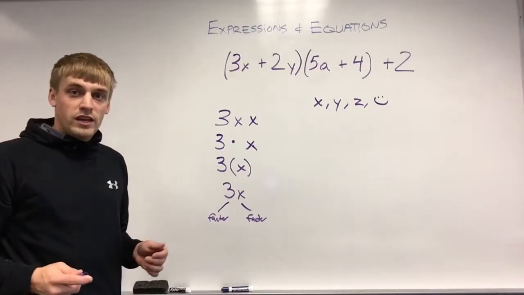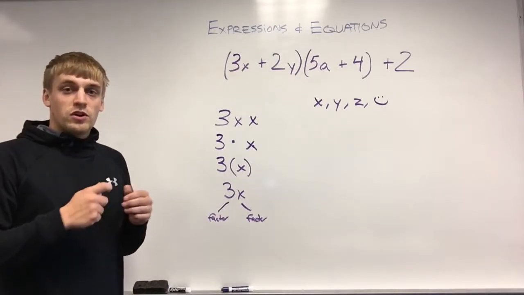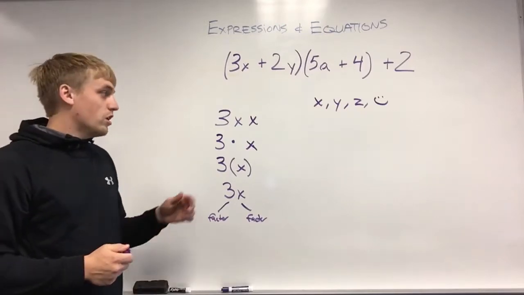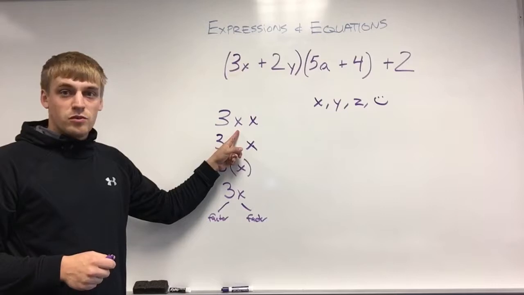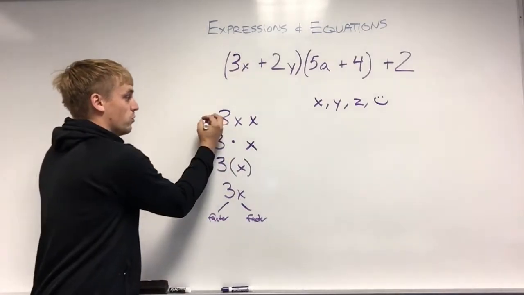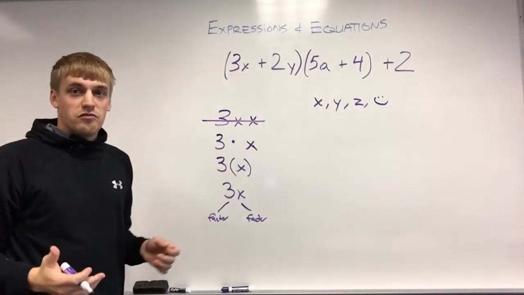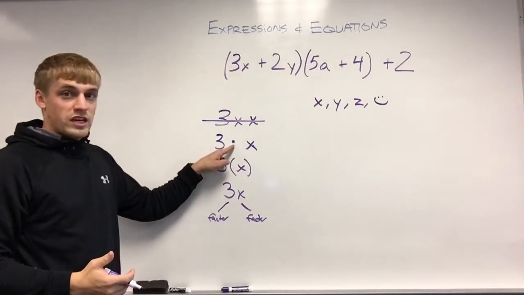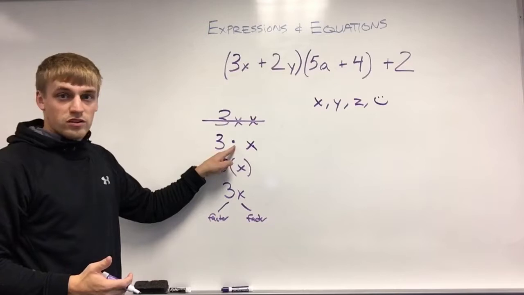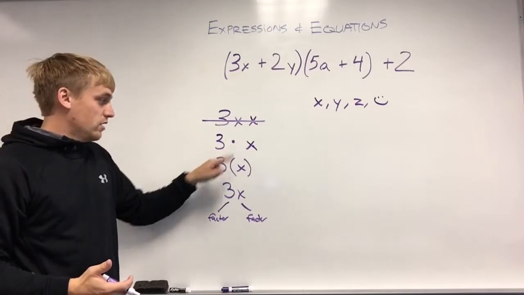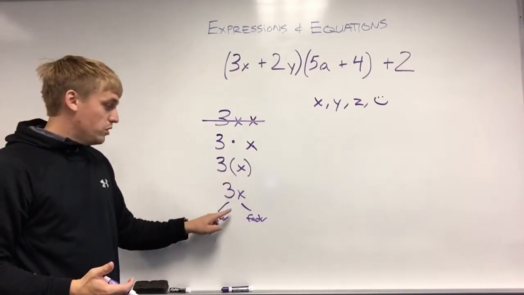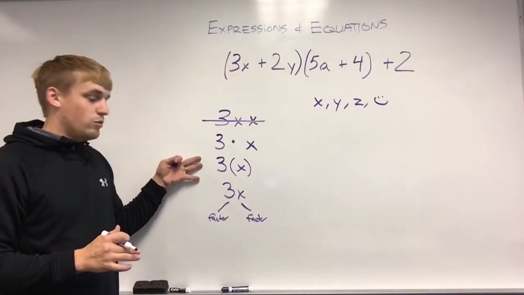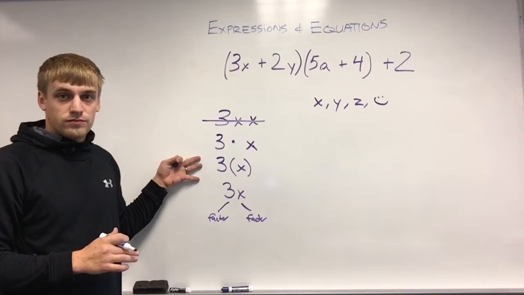So when you are writing expressions, we no longer want to use the x for multiplication. We don't want to represent it this way because that gets confusing. So we have the dot that we raise up a little bit, which looks like a decimal. We have the parentheses, with nothing in between. Those are the 3 ways that we represent multiplication now.